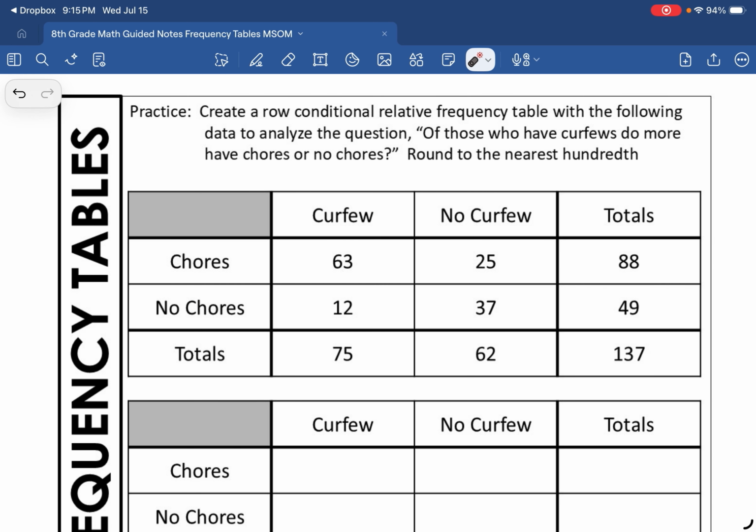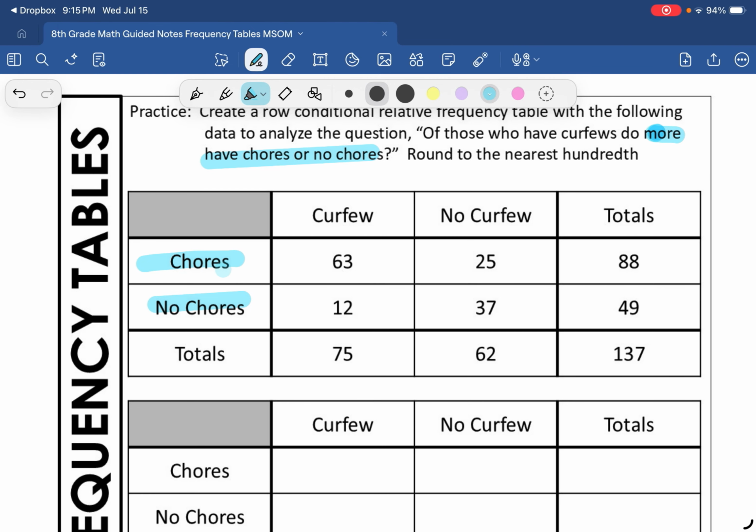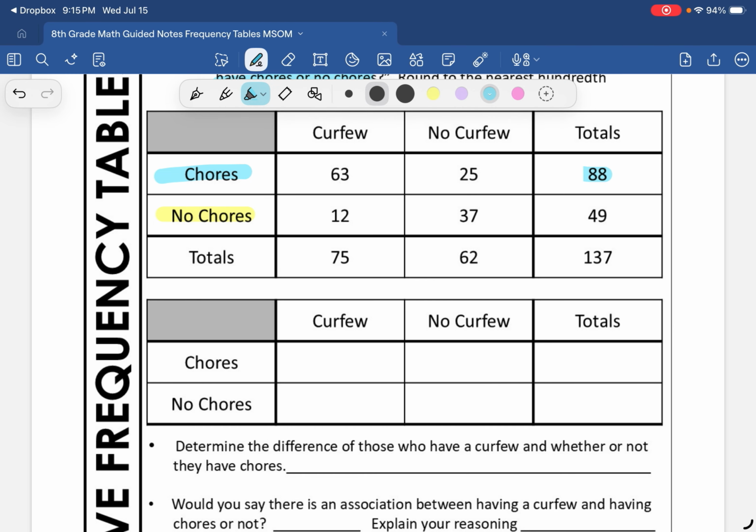Practice. Create a row conditional relative frequency table with the following data to analyze the question: of those who have curfews, do more have chores or no chores? So we're looking at the variables, do they have chores or no chores? So chores and no chores. And that is why it is a row conditional frequency table, because the chores and no chores are in the rows. So my chores is out of 88. So that's going to be my total, 88 out of 88. And then my no chores is going to be out of 49, because that's my total there. 49 out of 49, and those both equal 1.